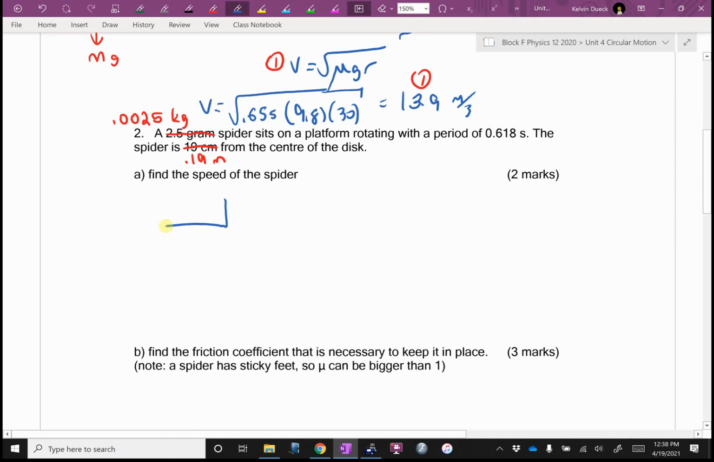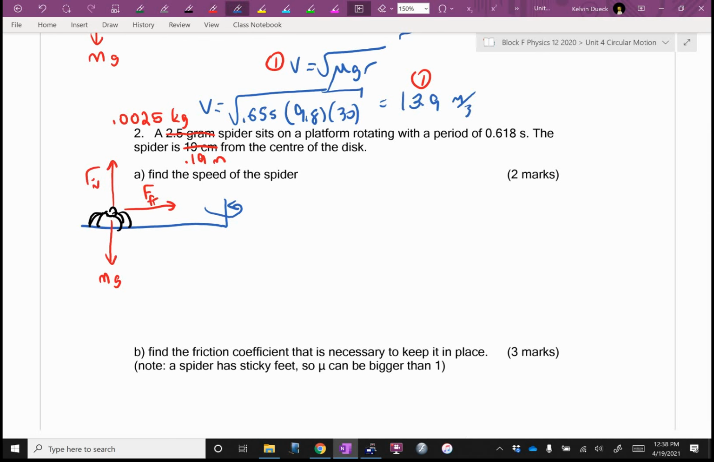So if I do a little picture, I think it's going to be the same picture as the car, but instead of a car, I'll have a little spider. What are the forces acting on it? Get the obvious one. I'm going to have gravity, normal force. There has to be a force pointing towards the center. And again, I think it's friction.